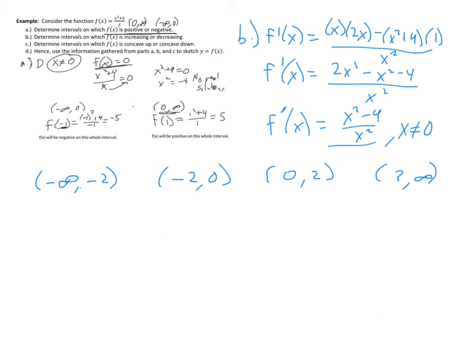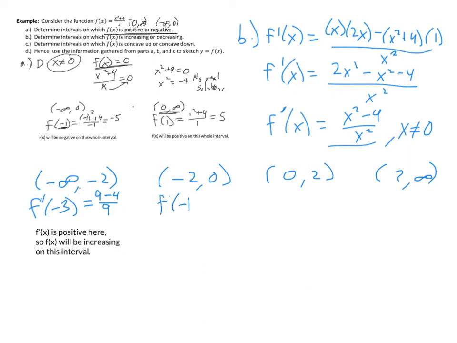So let's see here. For this first interval, I'm going to pick the representative -3, so f prime of -3. When I plug that in, I'm going to get 9 minus 4 over 9, which is clearly positive. And so I'm going to write my little statement here about that. Going on to the next interval, I'm going to choose the representative -1. Remember, it doesn't matter what you choose in there, but anything else would be a decimal, and I don't want to deal with that. So f prime of -1, plugging that into the derivative, gives me 1 minus 4 over 1. This is clearly negative, and so I'm going to write a really similar statement here.